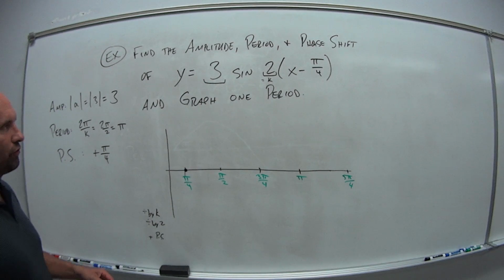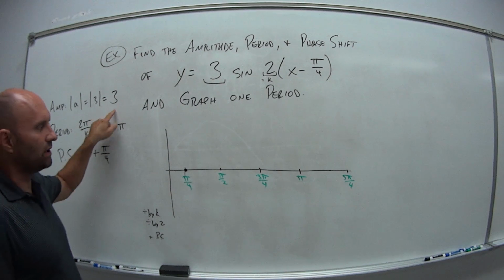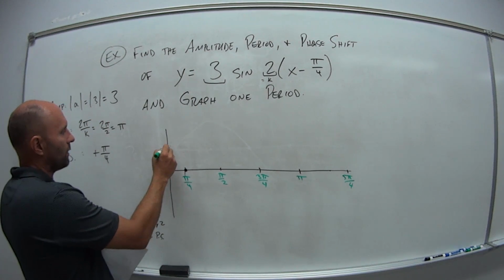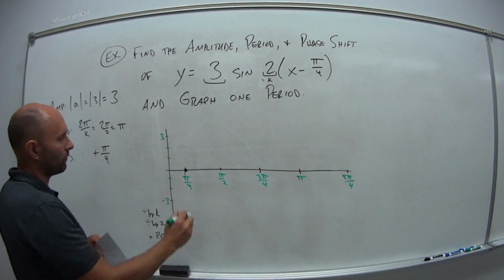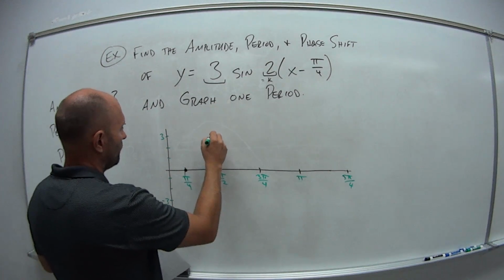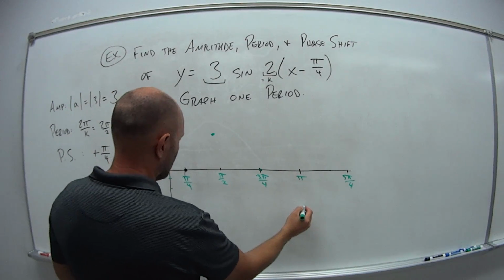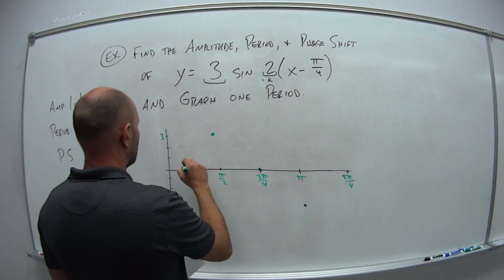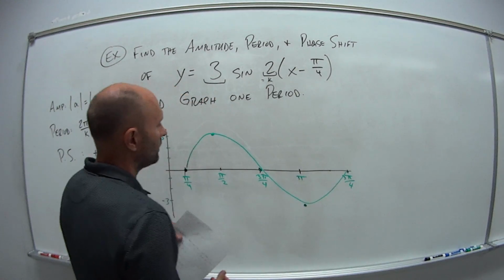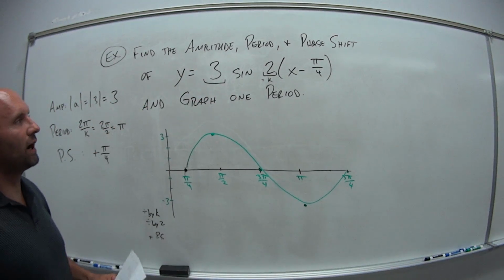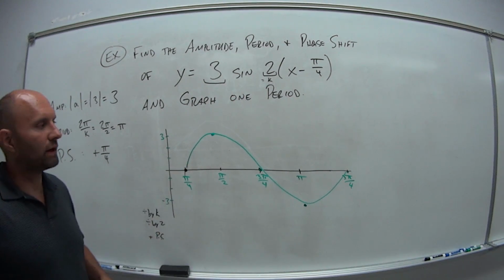Okay, so the last thing is to draw. So we know it's a sine curve, but remember what happened. We have this amplitude change. So it's not just 1 unit up now, it's 3 units up and negative 3 units down. So we're starting at pi over 4. We get as high as 3 at pi over 2, back to 0, down to negative 3, back to 0. So our curve of 3 sine of 2 times x minus pi over 4 is the graph given right here.